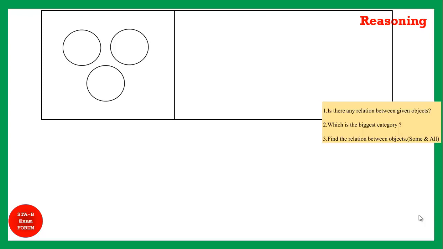So let's see the question first. You have to find the relationship between doctor, engineer and lawyer. So from our strategy, the first question is: is there any relationship between the given objects? Can a doctor be an engineer? Just ask the question yourself. No, a doctor cannot be an engineer. And one more thing, you should always see the common sense. If a person is a doctor and is doing engineering also, that is an exceptional case, but in the reasoning section you have to see the common sense only.